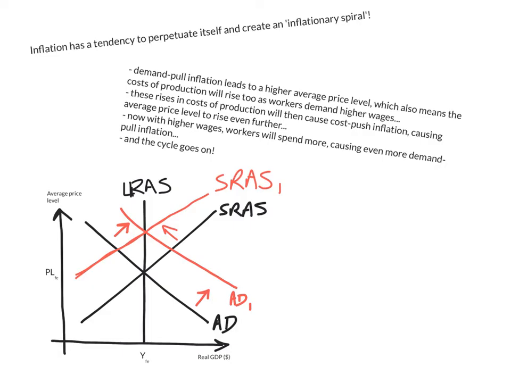Before I continue to the policies that the government adopts to deal with cost-push inflation, it's important to remember, and this is the scary thing about inflation, inflation has a tendency to perpetuate itself and create an inflationary spiral. So let's assume a scenario where there's an increase in aggregate demand from AD to AD1. So demand-pull inflation will lead to a higher average price level, which means that the costs of production will also rise because the workers will demand higher wages. These rises in the costs of production will then cause cost-push inflation, causing the average price level to rise even further. As you can see, SRAS will then, in the long run, shift to SRAS1.